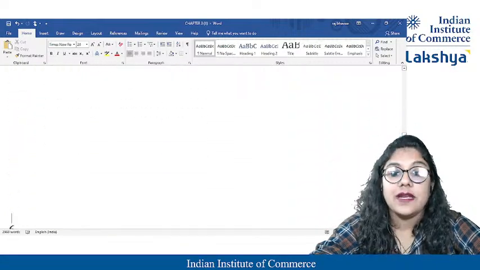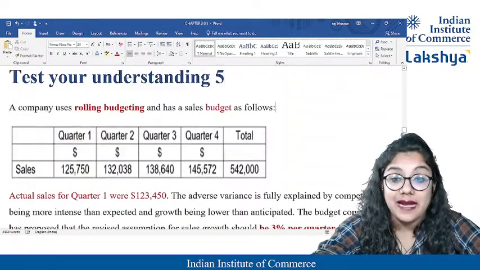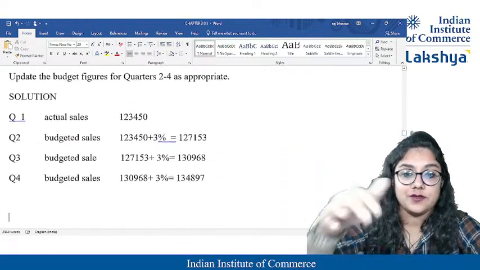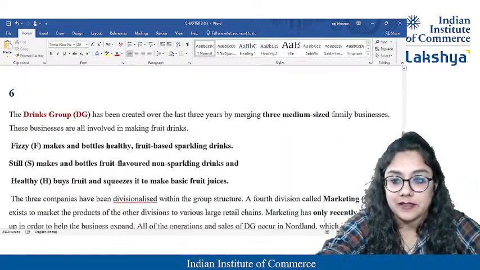This is what I just did and showed you: we are adding 3% on the quarterly rolling budgets, 3%, 3%, 3%, we were adding it.